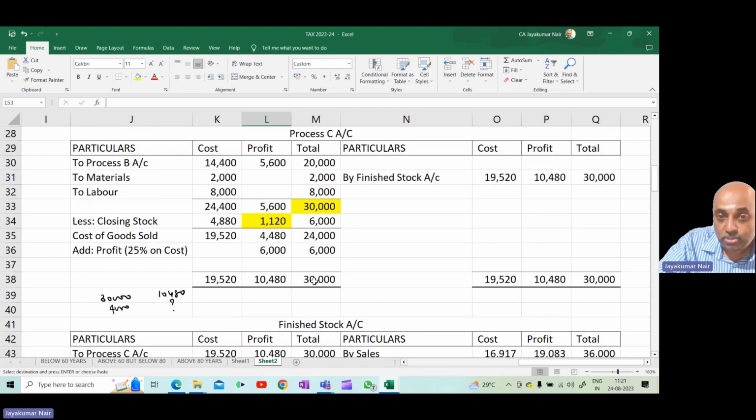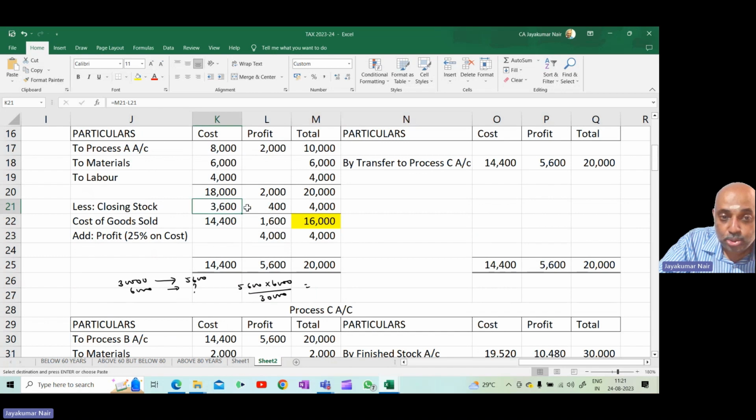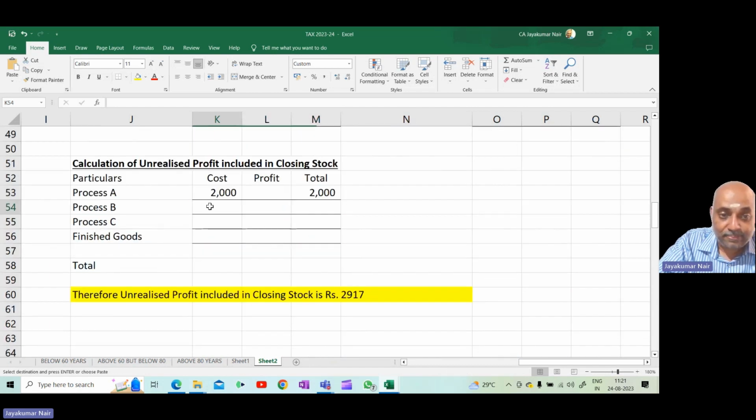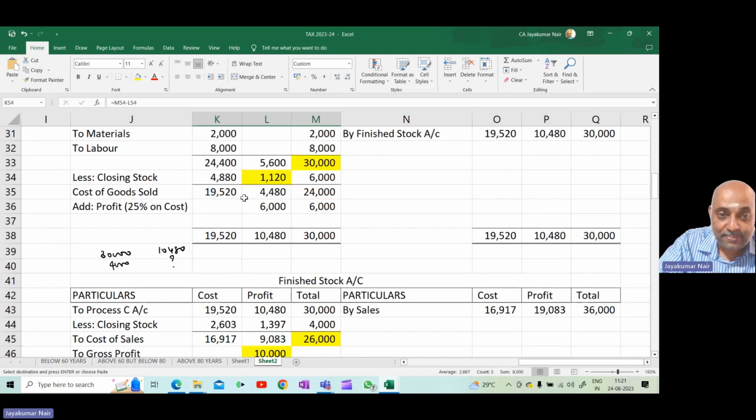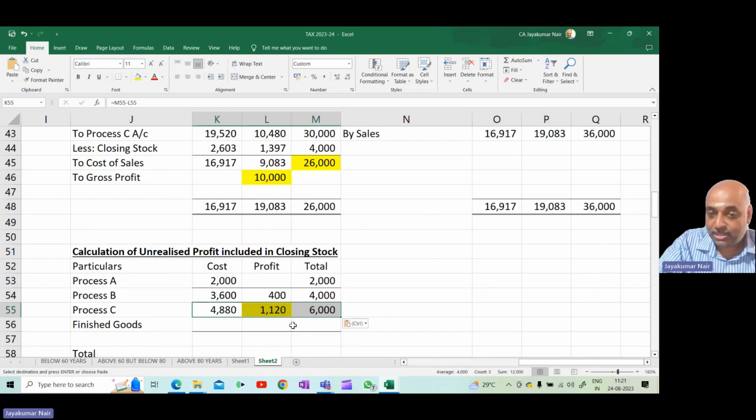Now, the second one is process B. Process B's closing stock, you know, is 3,600 and the profit included is 400, total 4,000. So we'll write here: 3,600 is the cost, profit is 400, 4,000. Similarly, what about process C? Process C, it is 4,880 is the cost, 1,220 is the profit, and the total is 6,000. Finished goods also in the same manner you can compute.